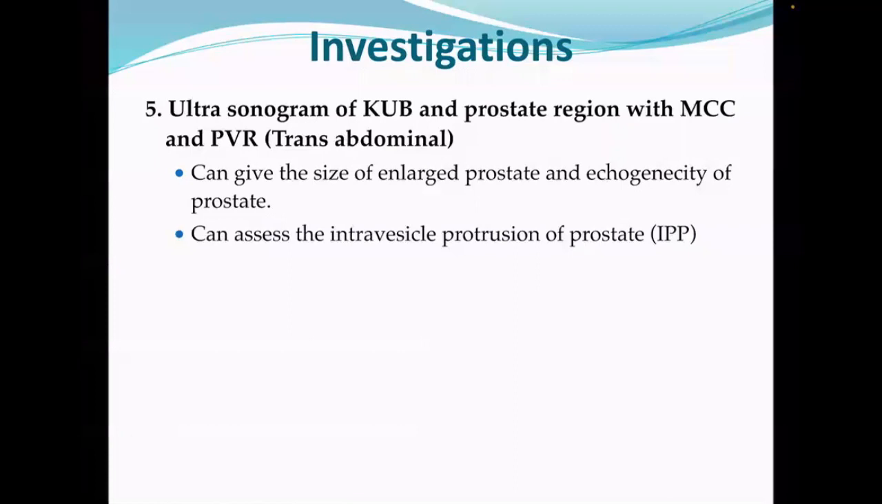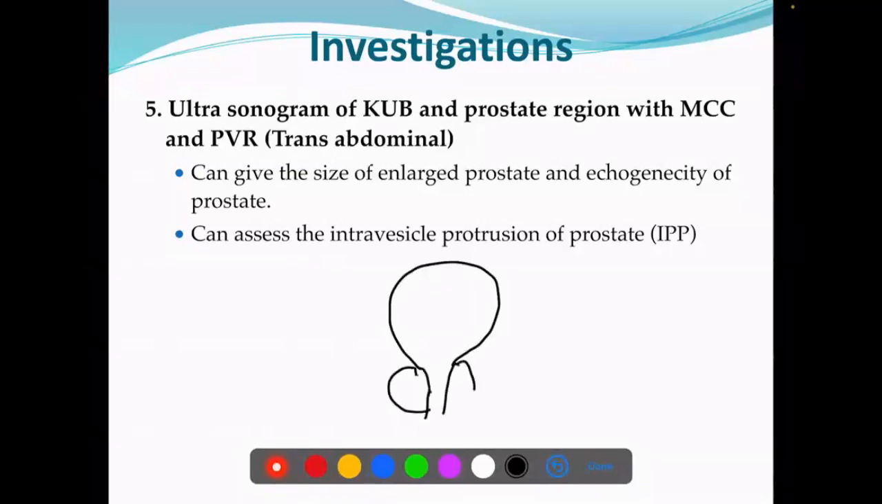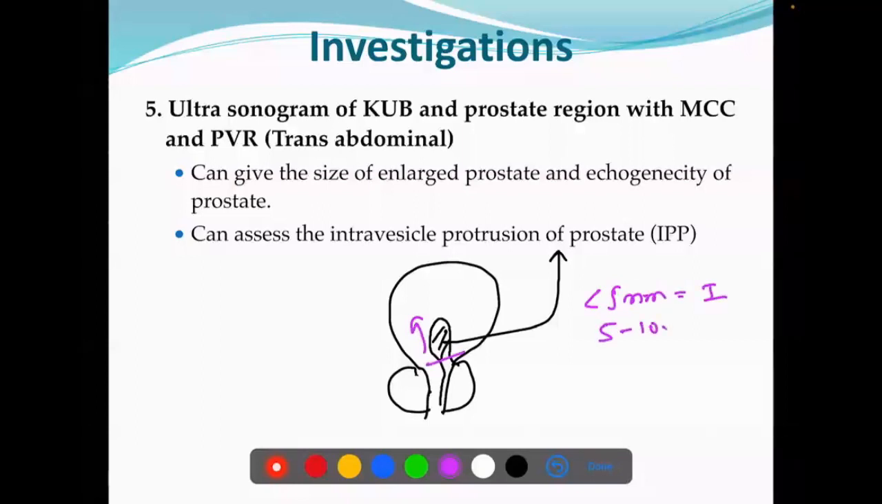Intravesical protrusion of prostate, that means this is bladder. Sometimes the prostate is so enlarged that it will go inside the bladder. This is known as intravesical protrusion of prostate. We can measure that by ultrasonogram, and if the protrusion is less than 5 mm, we say it is a grade 1 protrusion. 5 to 10 mm protrusion is known as grade 2. More than 10 or 15 mm is known as grade 3.